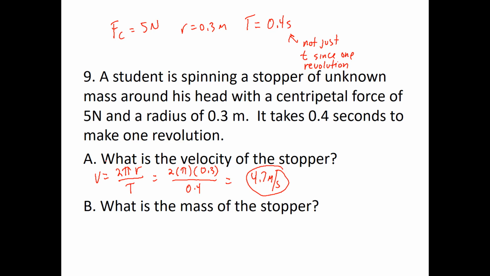Make sure you look at this section, the equations from this one, and you'll see v equals 2 pi r over t. If you can't find your pi button, just type in 3.14. That's what I usually do. And then your number might be slightly rounded different.